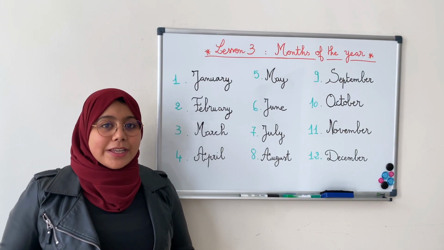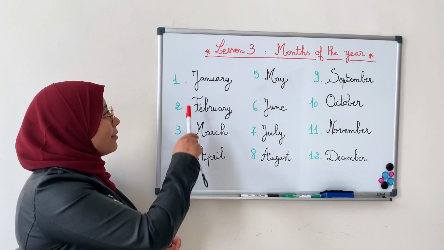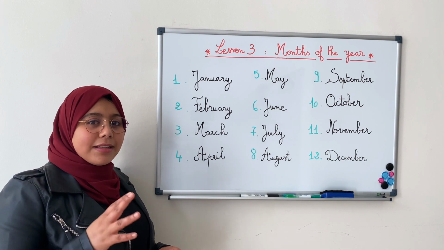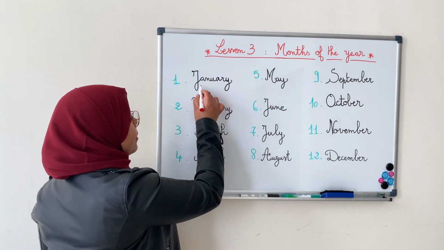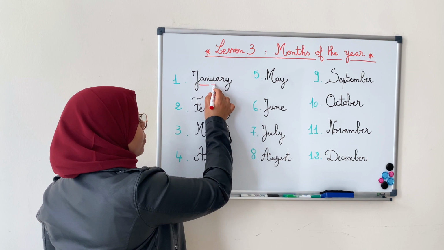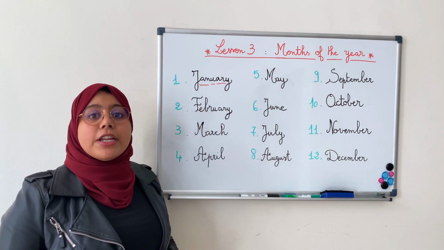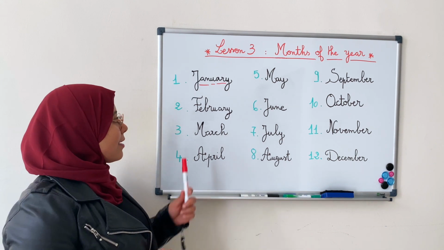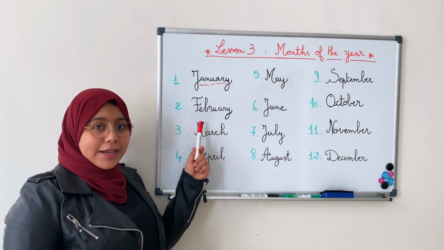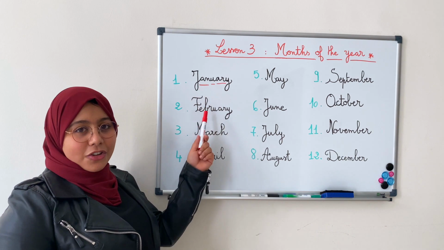The first month of the year is January. To make pronunciation easier, we consider it divided into 3 parts. January. Next month is February. It's the same thing as January.